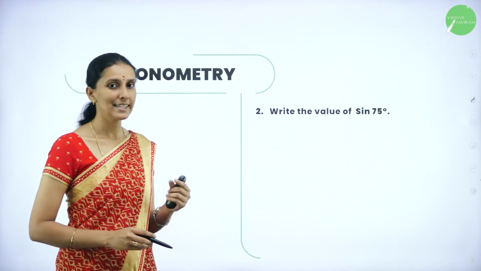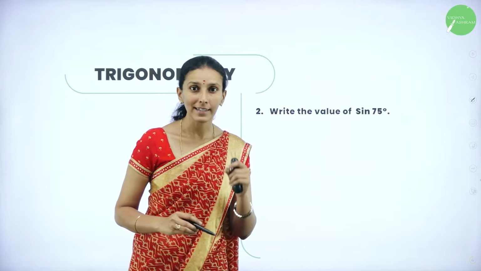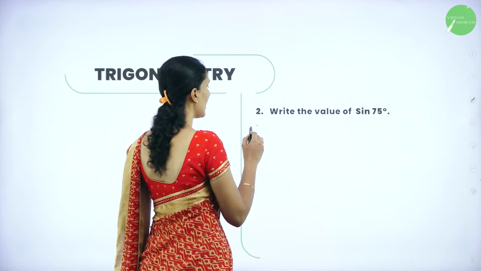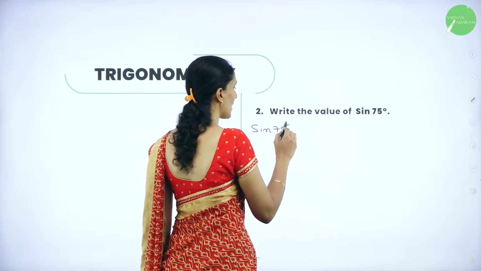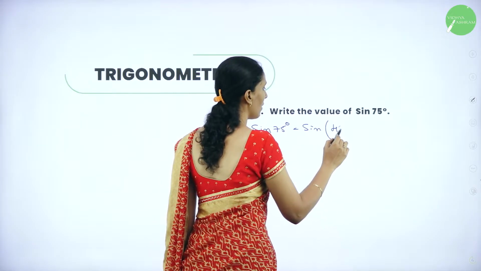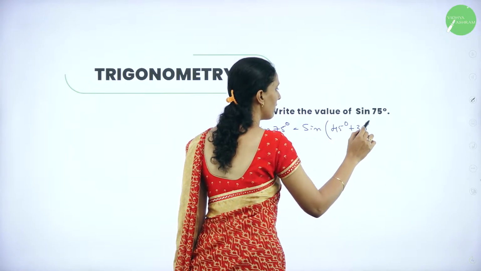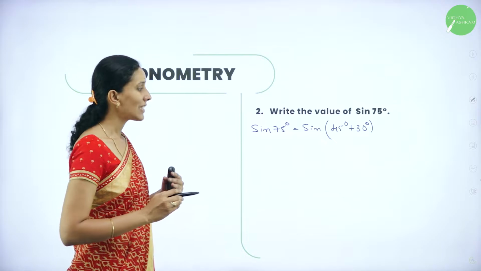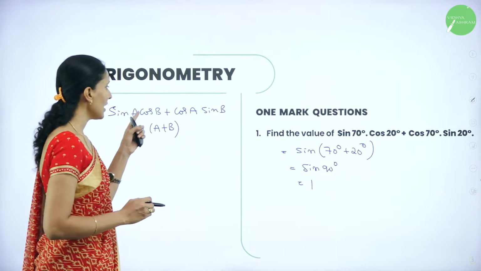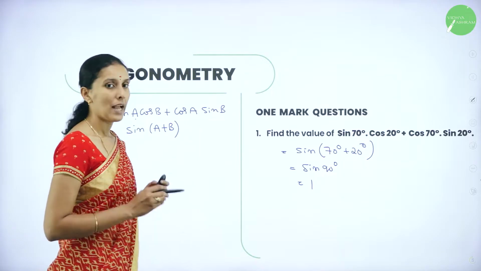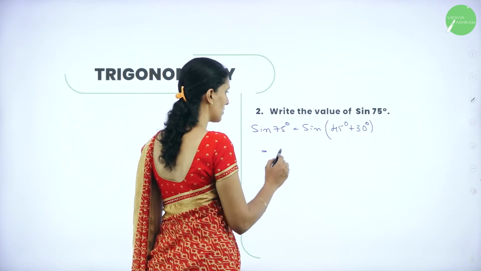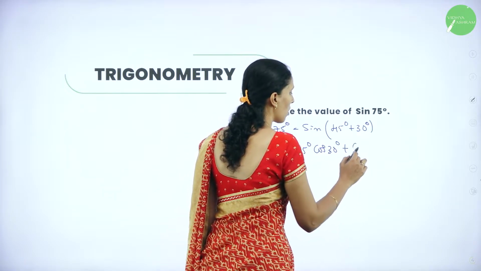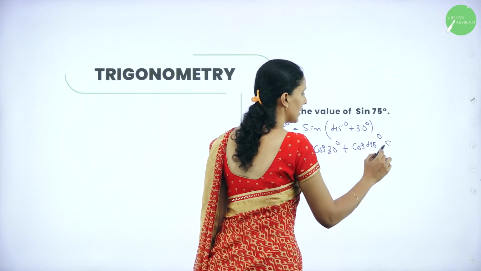Next we have sine 75. We don't know the value for sine 75, but it can be written as the sum of two angles. Therefore, sine 75 can be expressed as sine 45 plus 30 degree, which is 75. Now again, use the same formula of sine A plus B. What does sine A plus B say? It is sine A cos B plus cos A sine B. Apply the same formula, then this becomes sine 45 degree cos 30 degree plus cos 45 degree sine 30 degree.